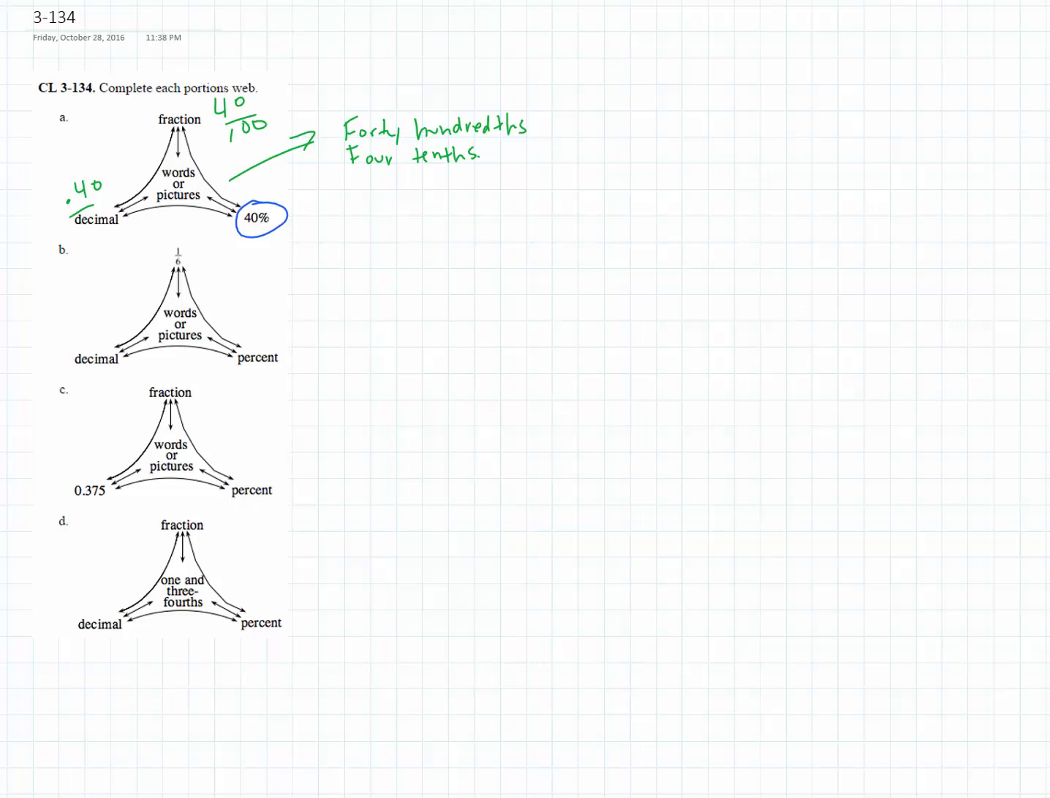Okay, for B, I think B is going to be a little more difficult. For B, we could actually go ahead and use a calculator. When we use a calculator, we'll get 0.16666, and it's going to keep on going. So we could go ahead and round that to 0.167 or just 17 hundredths, and we'll go ahead and use 17 hundredths. So for that, we'll say that the decimal is 17 hundredths, and the percent should be 17%.